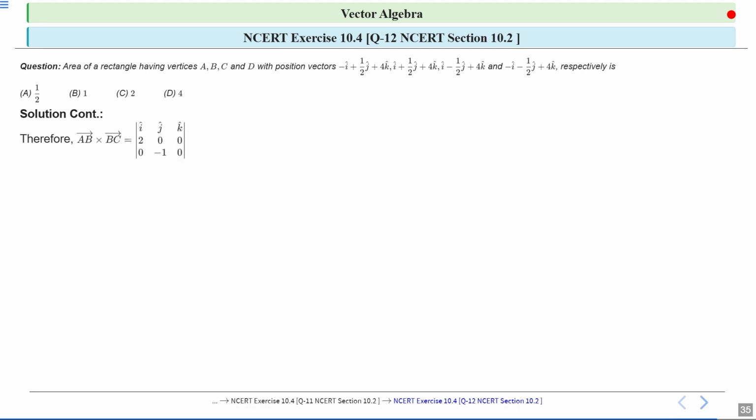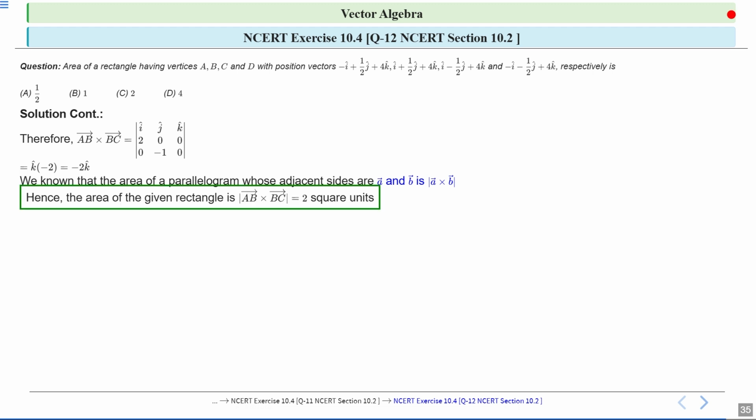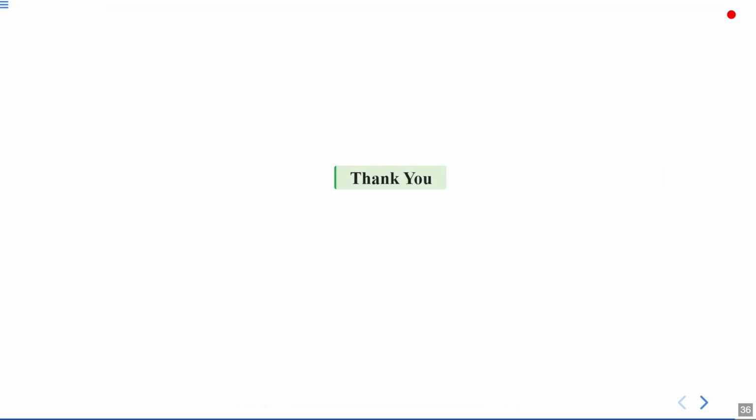Therefore, AB vector cross BC vector will be equal to the determinant of I cap, j cap, k cap, 2, 0, 0 and 0, minus 1, 0, which after solving will be minus 2 k cap. Now we know that the area of a parallelogram whose adjacent sides are A vector and B vector is the magnitude of A vector cross B vector. Hence the area of the given rectangle is the magnitude of AB vector cross BC vector, which is 2 square units. So the correct answer is option C. Thank you so much.